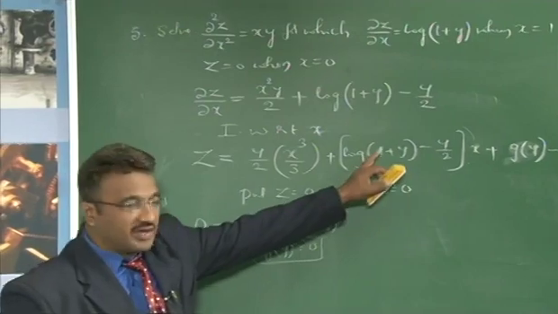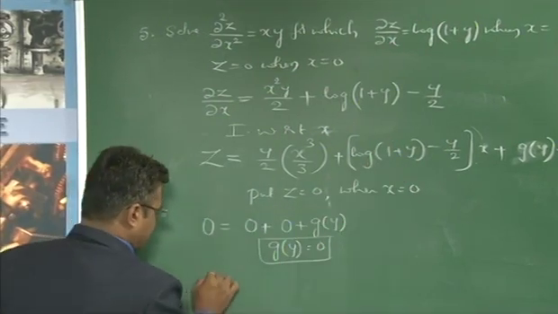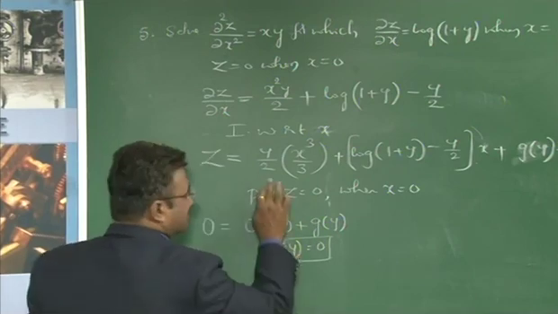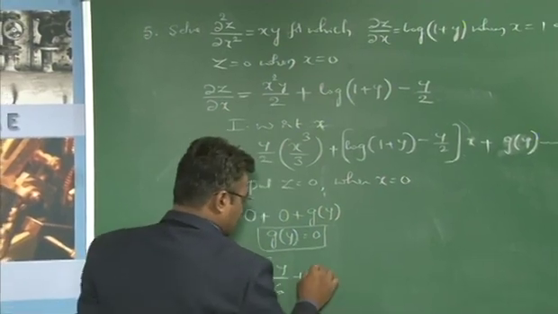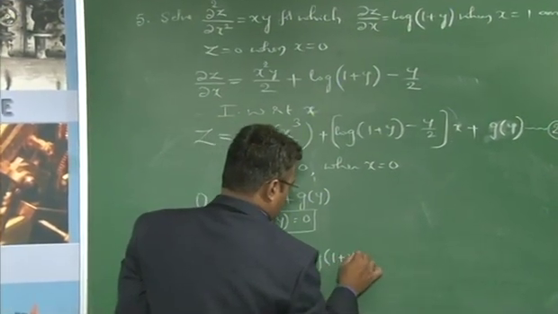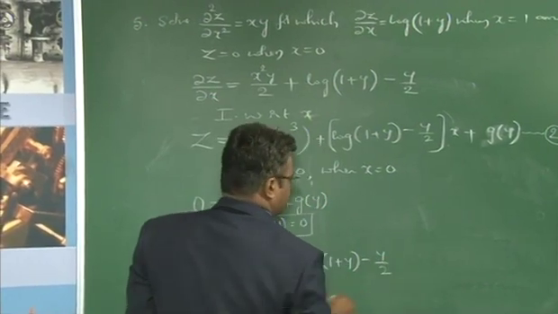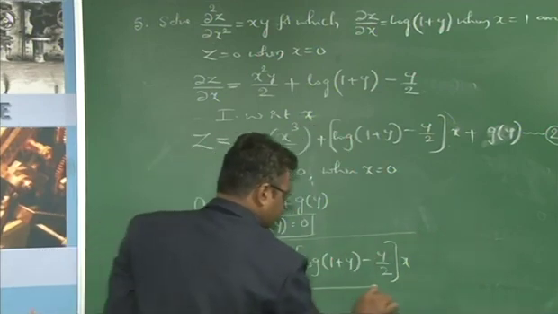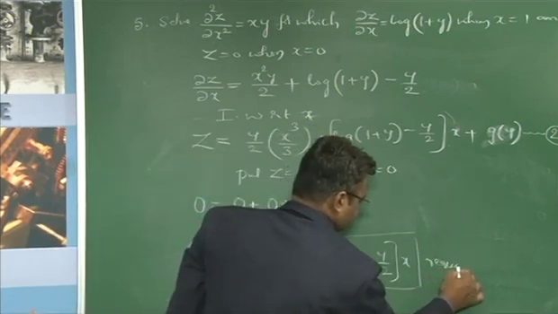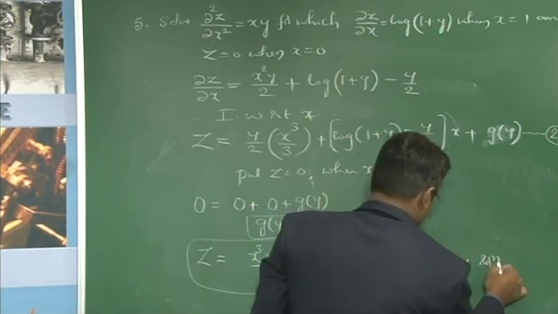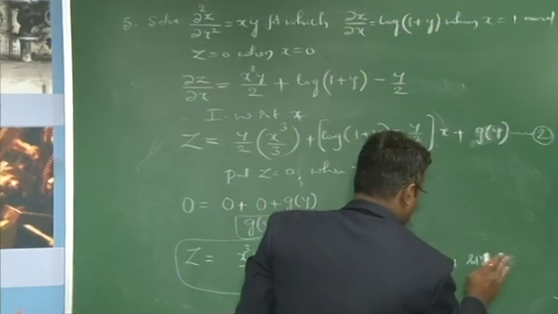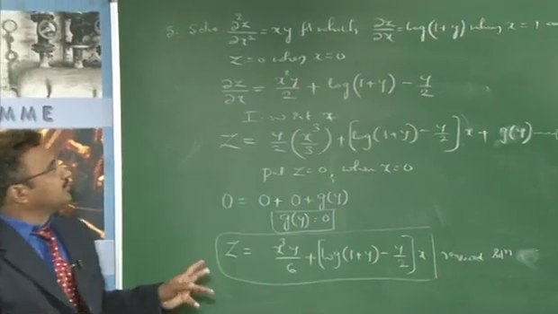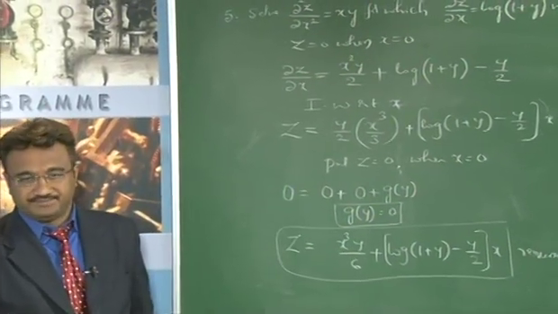Now I want to substitute this g(y) in equation 2. We get z equal to x³y/6, since 2 times 3 is 6, plus log(1 + y) minus y/2, into x. So this is the required solution of the PDE. This is the way we can solve the problem by the direct integration method.